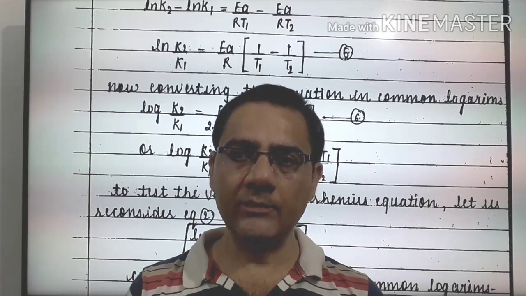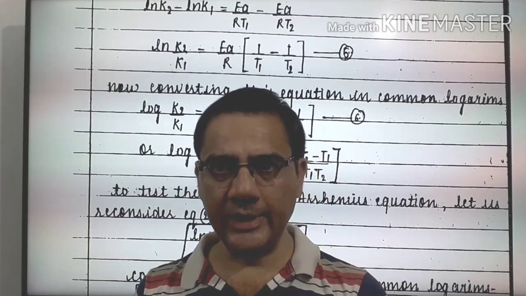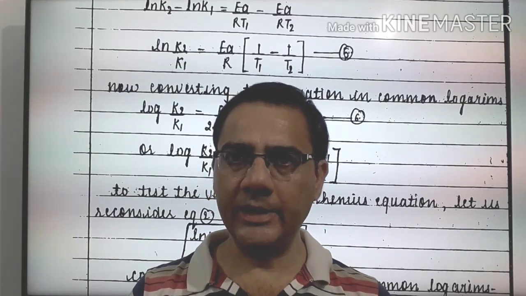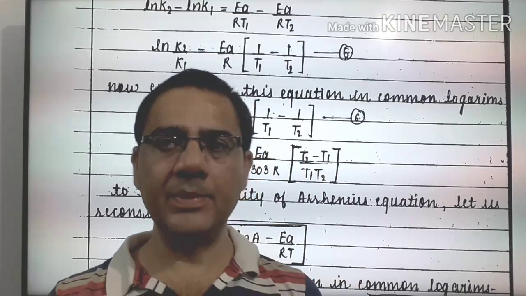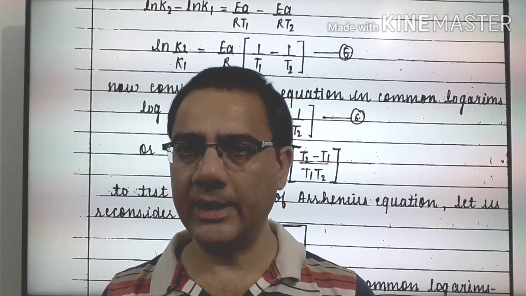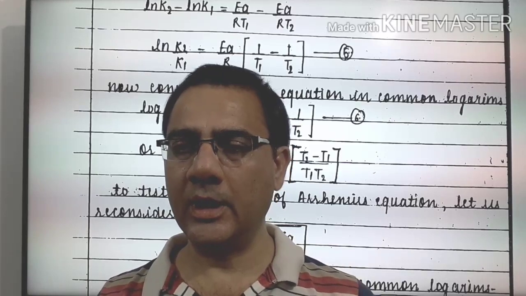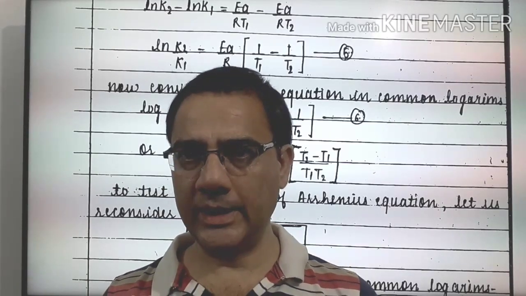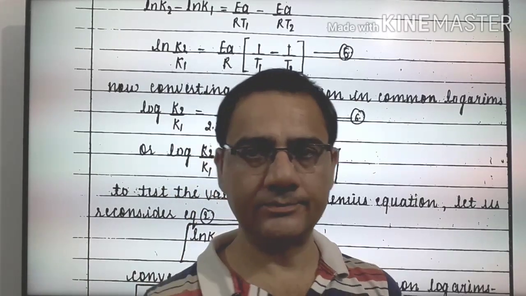Again I am telling you, suppose T1 is 300 and at 300 the rate constant is K. If the temperature is increased by 10 Kelvin and T2 becomes 310, then K2 automatically becomes 2K. That idea was given by Arrhenius.